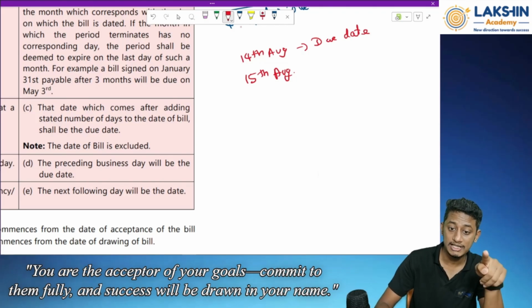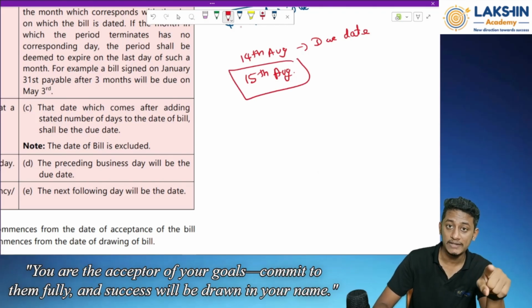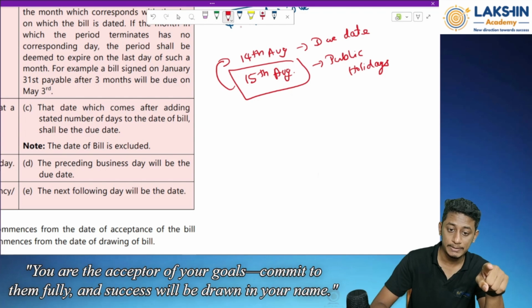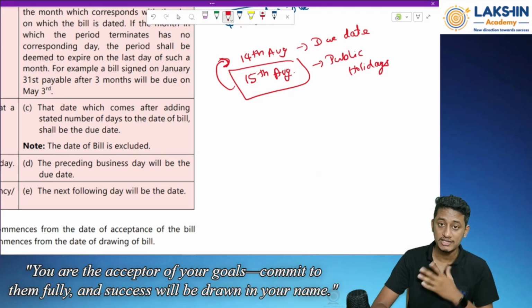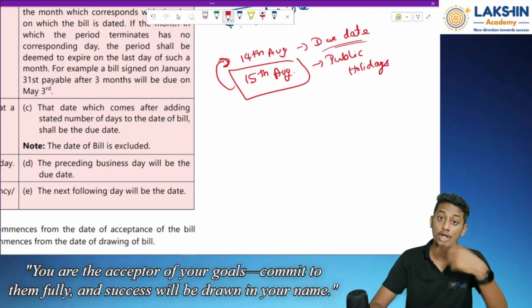Only if the bill is being matured on a public holiday. In that case only my due date will be the preceding day of that month. Because I already know that on 15th of August there is an Independence Day holiday, which is a public holiday. Right? So because of this the due date will be the previous day. Because I already know it.